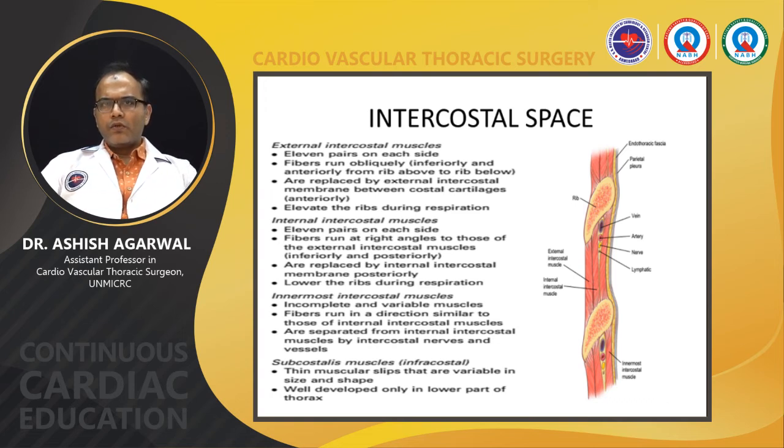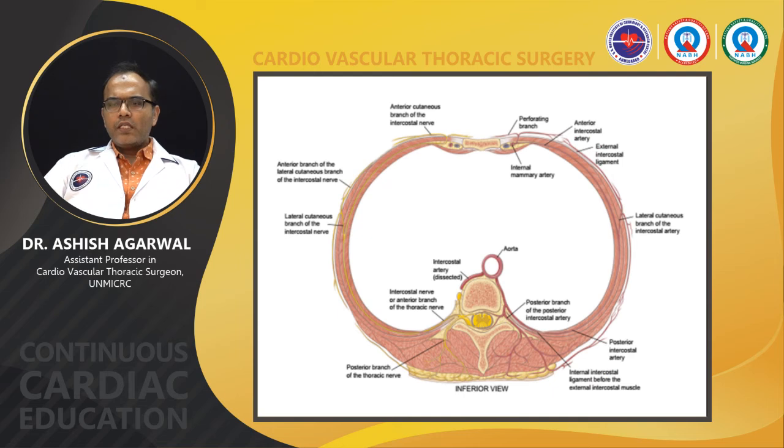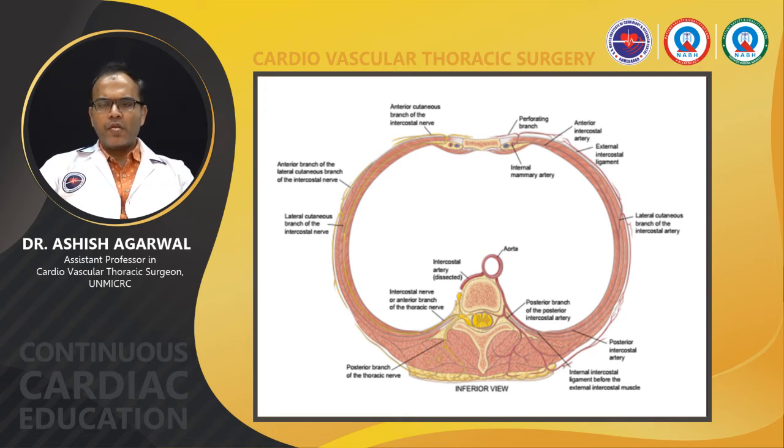In this neurovascular bundle, their arrangement from cranial is intercostal vein, mid position is artery, and the most caudal is the intercostal nerve. In each space there are two sets of arteries, anterior and posterior intercostal arteries, which anastomose with each other, and the posterior intercostal artery originates from the descending thoracic aorta, except in the first two intercostal spaces where it originates from the superior intercostal artery, a branch of the costocervical trunk.